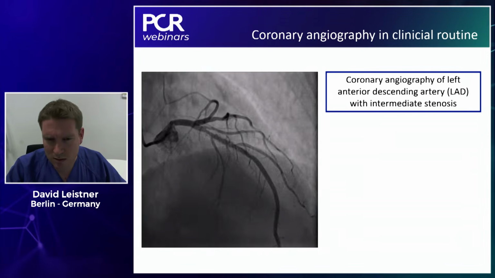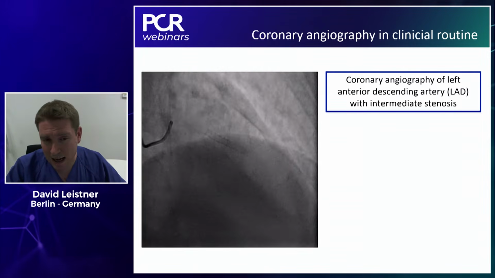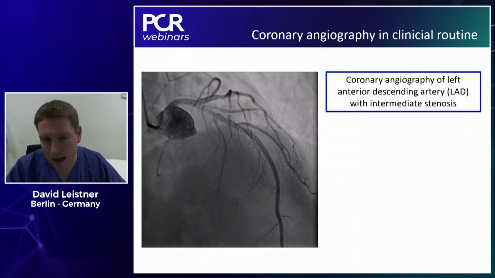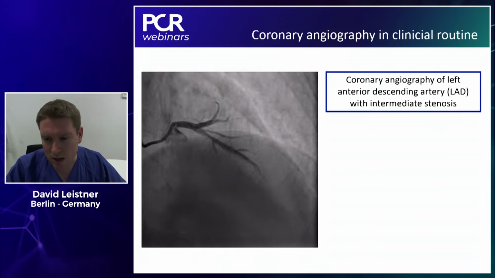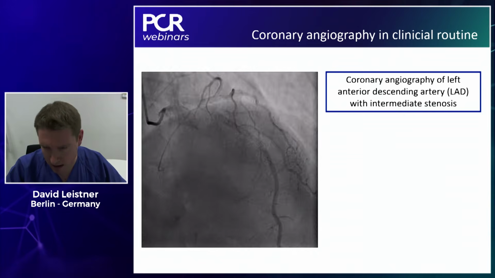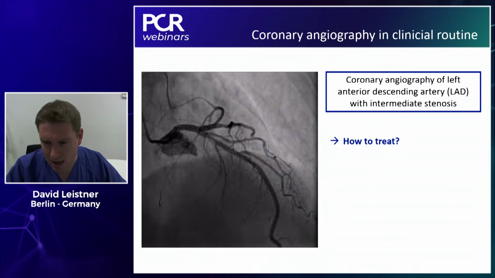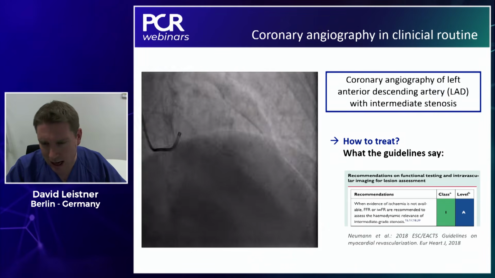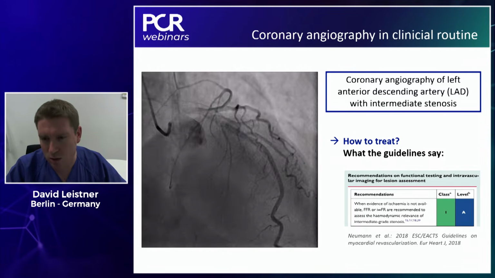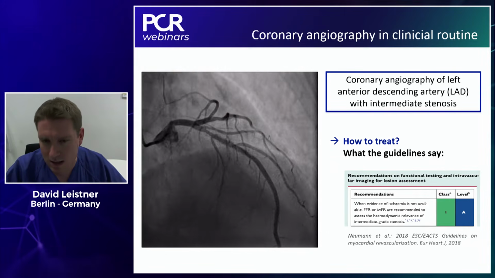So in this situation, you should think about the guidelines, what to do in this situation. You have an intermediate stenosis in the LAD, and so the question is how to treat, and the guidelines say you have to produce evidence for ischemia in this situation.